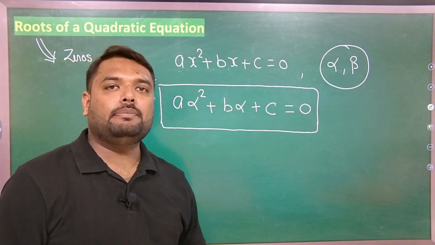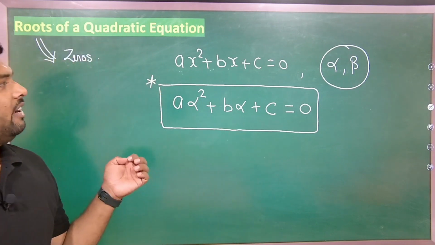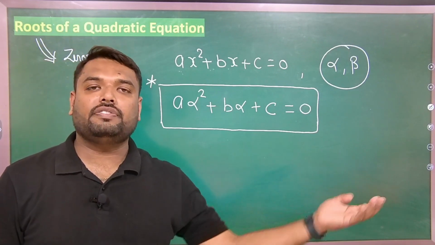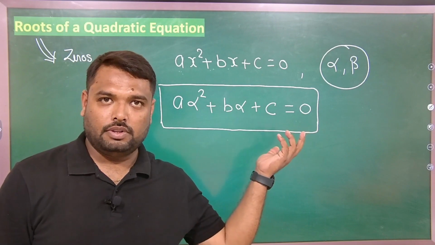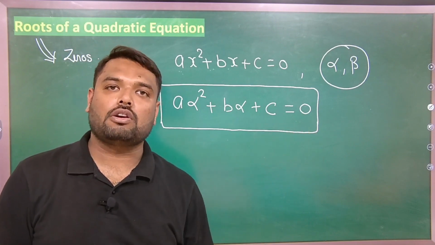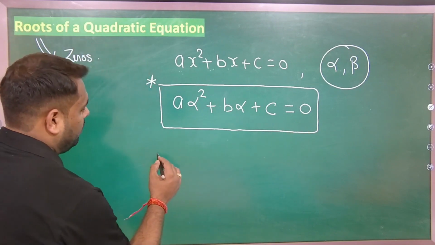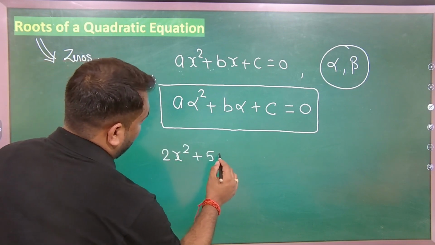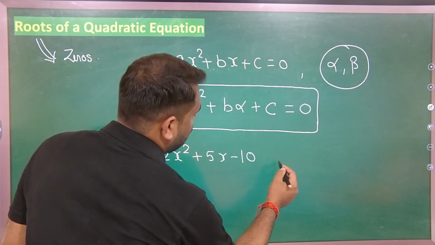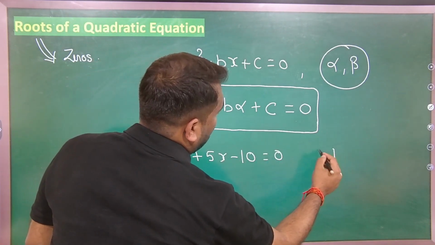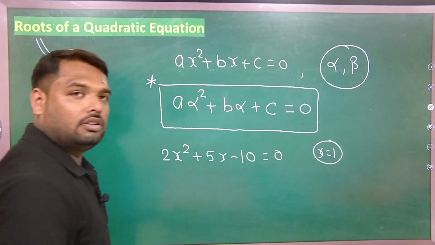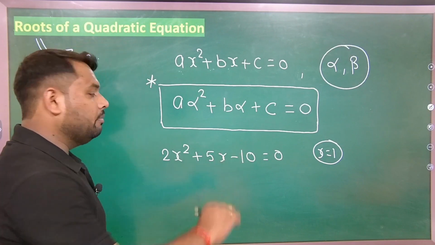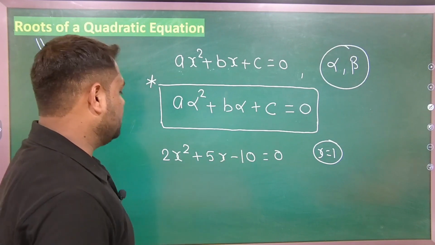So a very basic question arises here: check whether the given values of x are zeros of the given quadratic equation or not. For example, if I am taking a quadratic equation as 2x square plus 5x minus 10, and you have to check whether x equals 1 is a zero or not. So what you have to do, put the value of x as 1. If the equation becomes 0, then it will be a root of this equation.